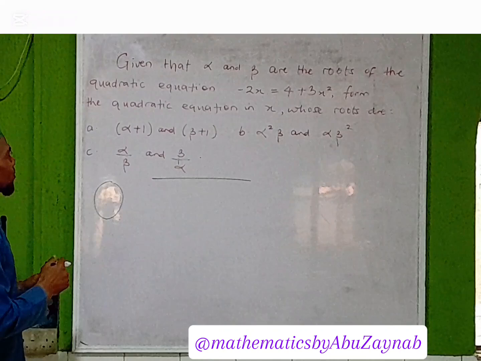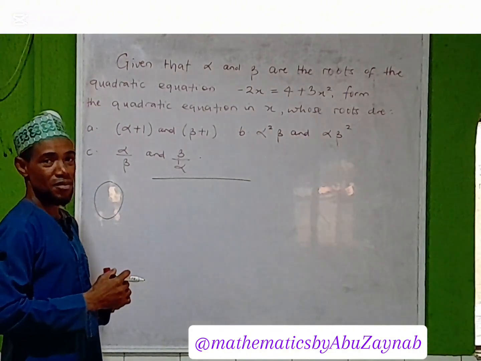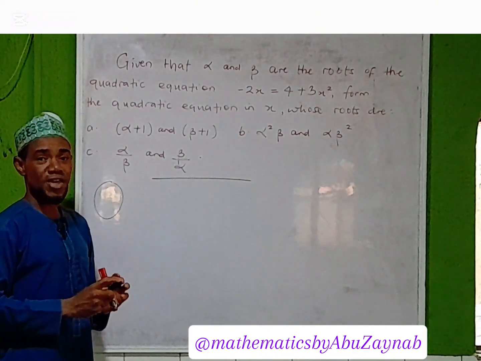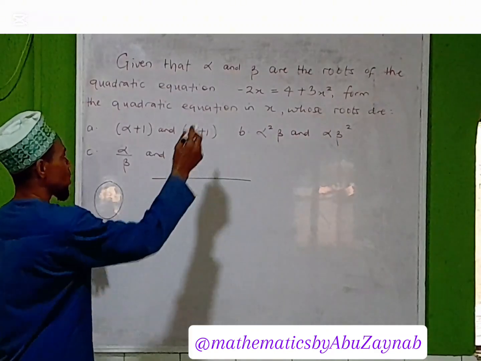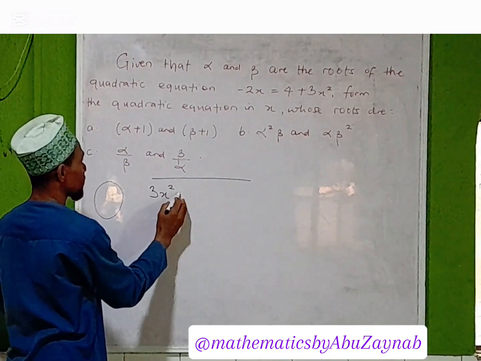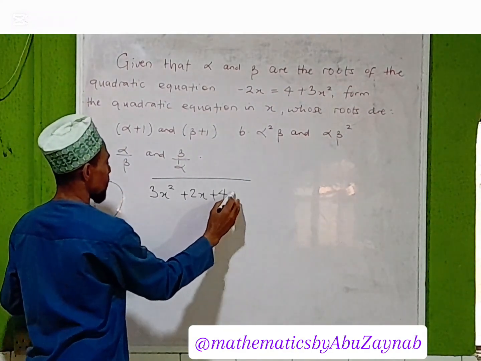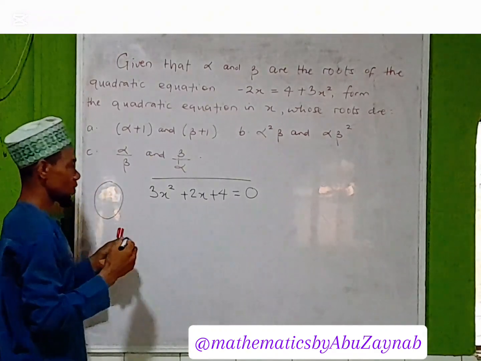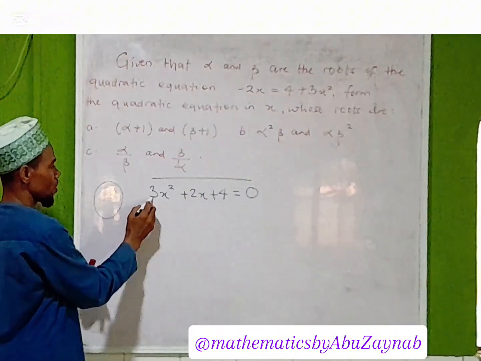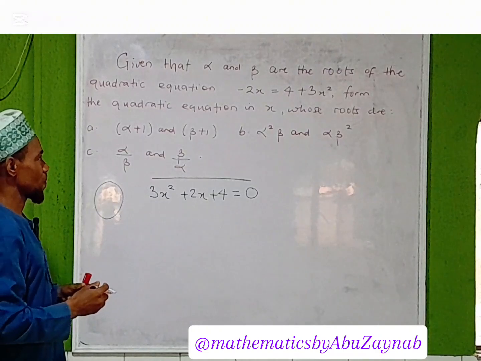So here, to start with, the quadratic equation given is not yet in the standard form. Remember, the standard form has to be ax squared plus bx plus c equals 0. So we have to rewrite the question as 3x squared plus 2x plus 4 equals 0. This is the standard form, from which we can pick our a to be 3, our b to be plus 2, and our c to be plus 4.